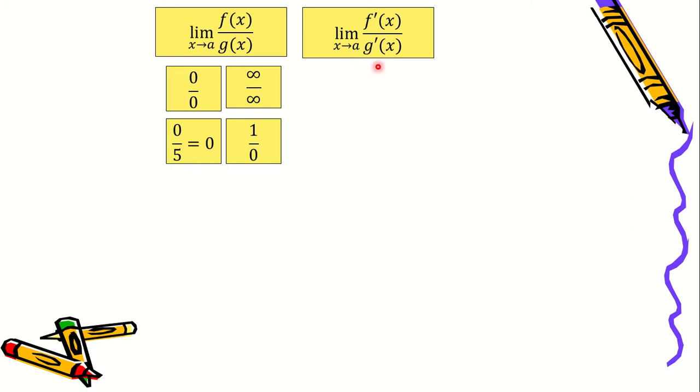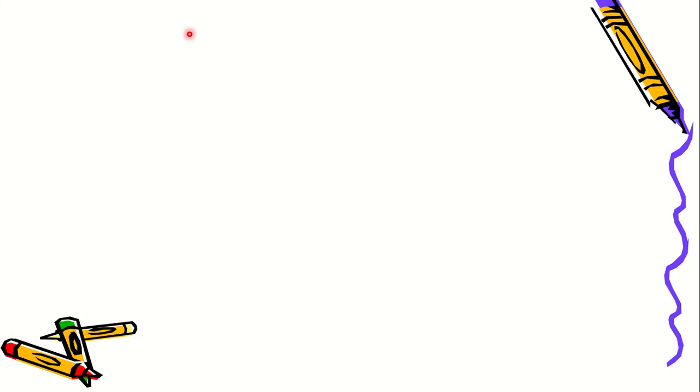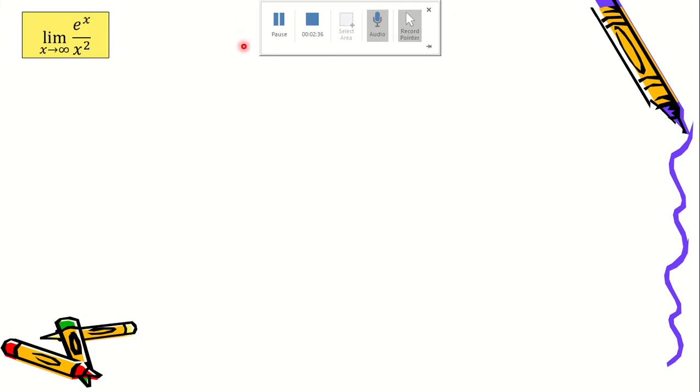So if you can't find the limit in this form, so kung hindi mahanap yung limit gamit itong form na to, take the derivative of the numerator and the denominator separately and you might be able to find the limit. Now this is going to make sense once we do a few examples. So let's try an example. What is the limit of e raised to x divided by x squared as x approaches infinity?